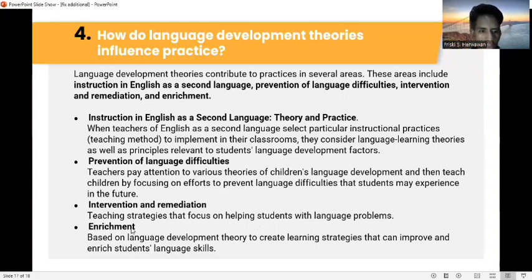And in enrichment, based on language development theory, teachers create learning strategies that can improve and enrich students' language skills. For example, teachers create learning strategies to teach students in preschool to enrich their knowledge about language before they join elementary school.